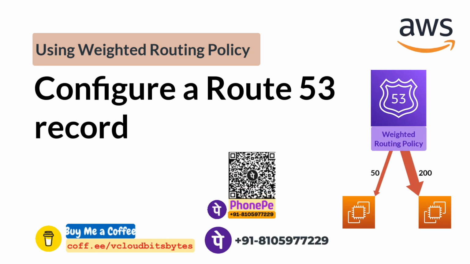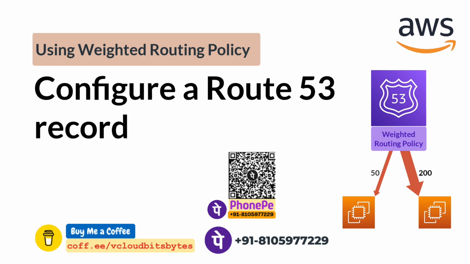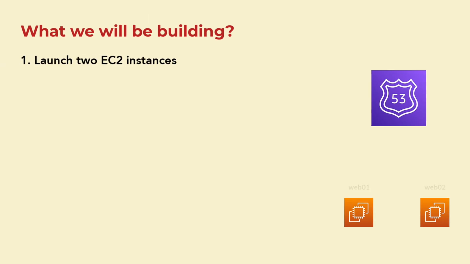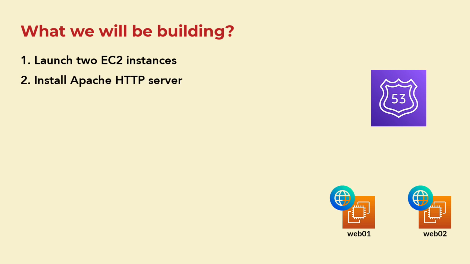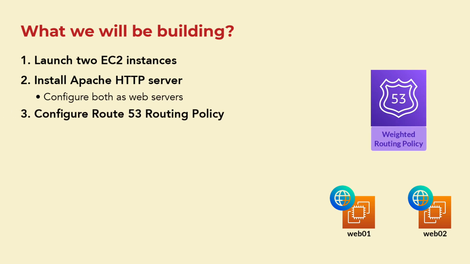Hey everyone, welcome to this video where we will be configuring a Route 53 weighted routing policy in AWS. First, we'll launch two EC2 instances. After that, we'll install Apache HTTP daemon on both servers so they can serve web traffic. Then we will configure a Route 53 routing policy. For this setup, we'll create an A record using a weighted routing policy.